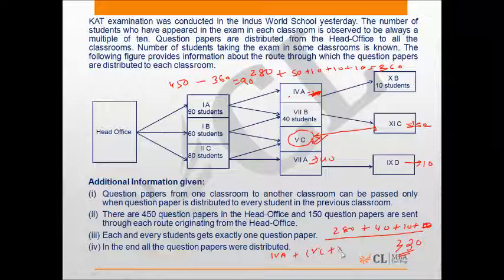Therefore, the number of students in classes 4th A plus 5th C and 11th C put together is 120, and as we have to minimize the number of students in class 4th A, we have got to maximize the number of students in classes 5th C and 11th C, and it is also known that the number of students in each of the classes is at least 10.